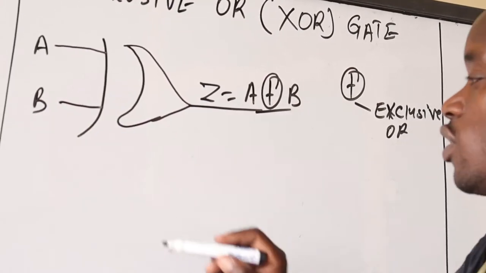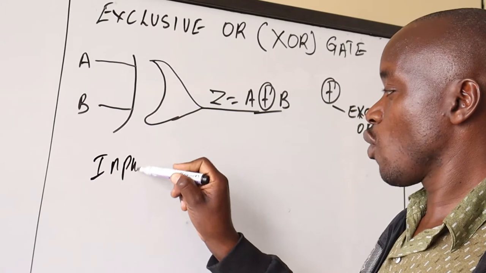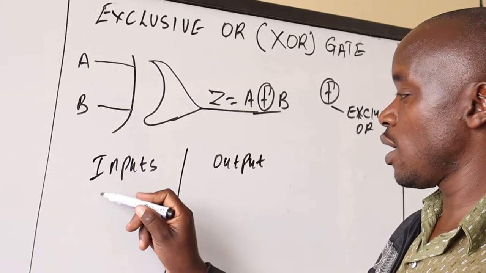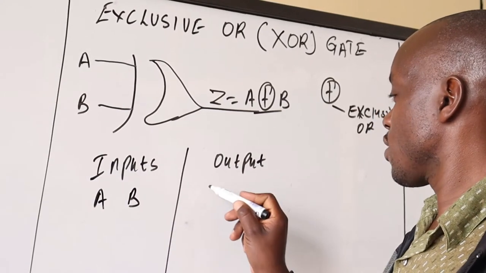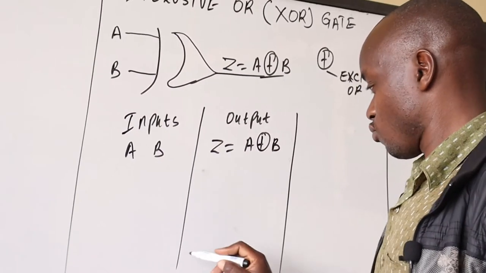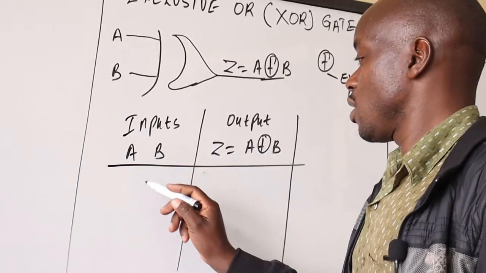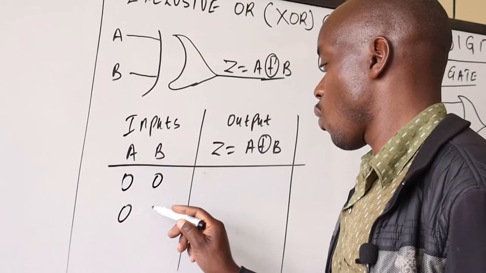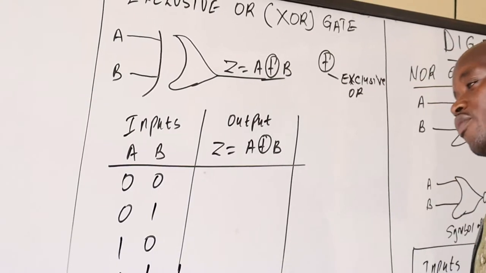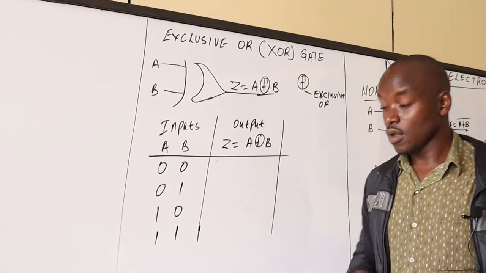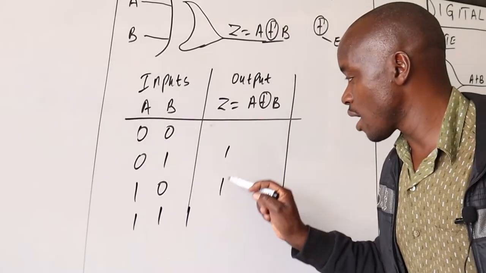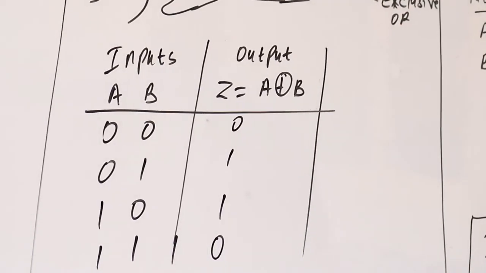So you see, yes, it is an OR gate, but it is exclusive, it is somehow special. So then from there, we draw the truth table. We have the inputs, and then we have the outputs. Our inputs are A and B. Then our output will be Z equal to A exclusive B. So we can have 0, 0, 0, 1, 1, 0, and 1, 1. Because we have said that an exclusive OR gate will give us an output when either of the inputs is at logic 1, it means it is here and here. Others will be 0.